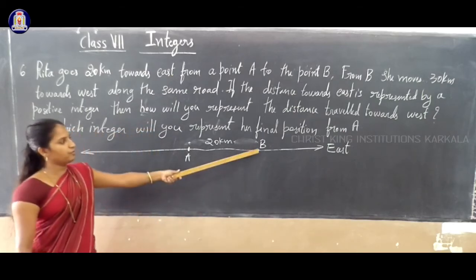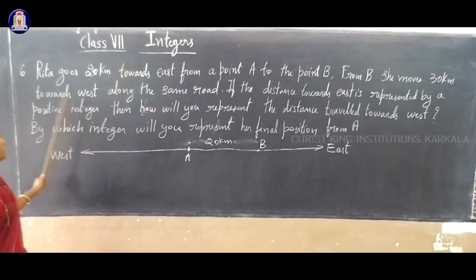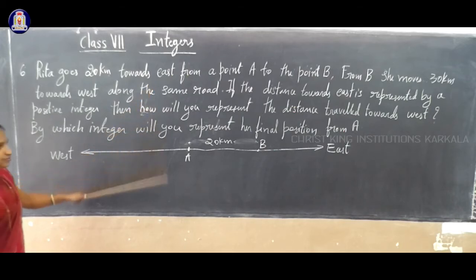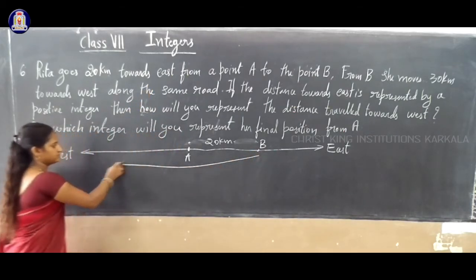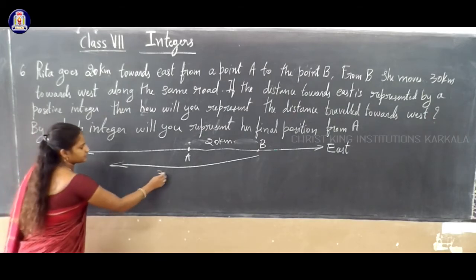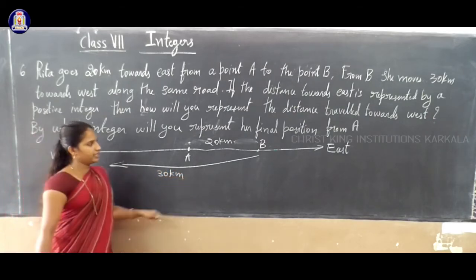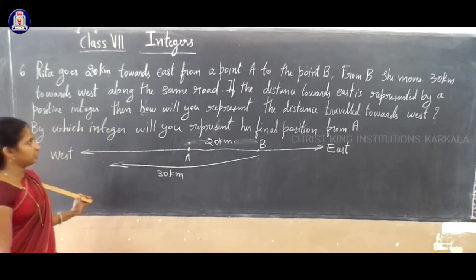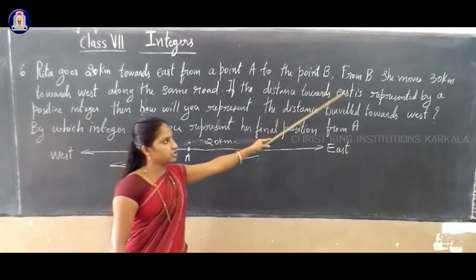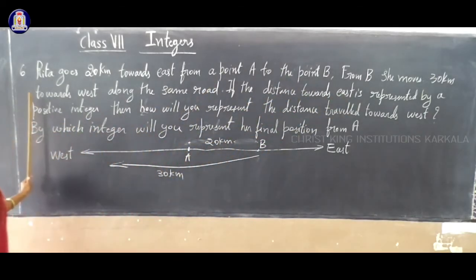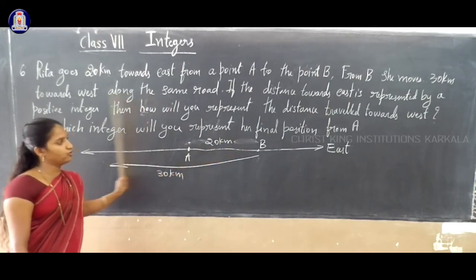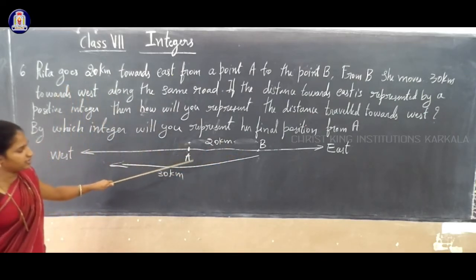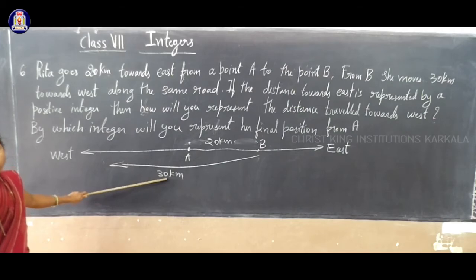Next, from a point B, she moves 30 kilometers towards west. So again, she will travel 30 kilometers from a point B to west direction. Clear? So from B, she moves 30 kilometers towards west along the same road. In the same road, she will travel from B to west direction. How many kilometer? 30 kilometer.